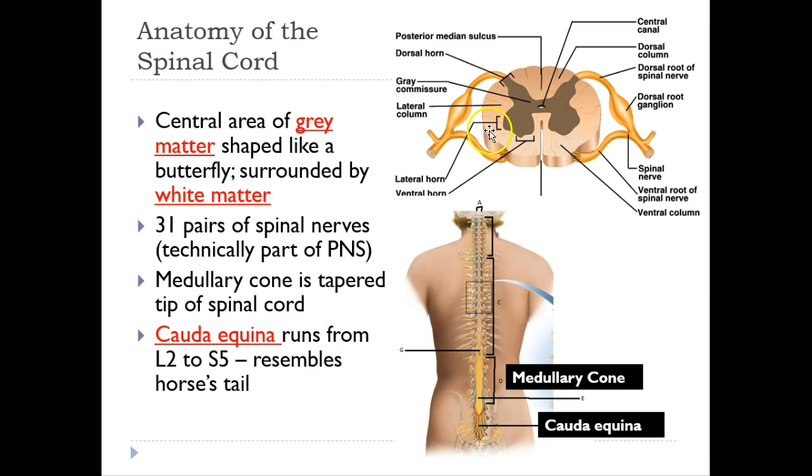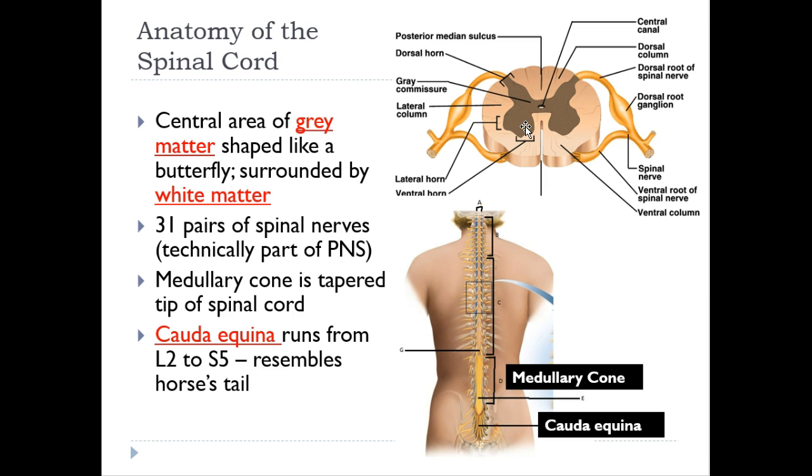The spinal cord itself has the gray matter and the white matter. The gray matter is shaped like a butterfly and surrounded by the white matter. The white matter is the area that has the myelinated sheaths, and this is the unmyelinated.